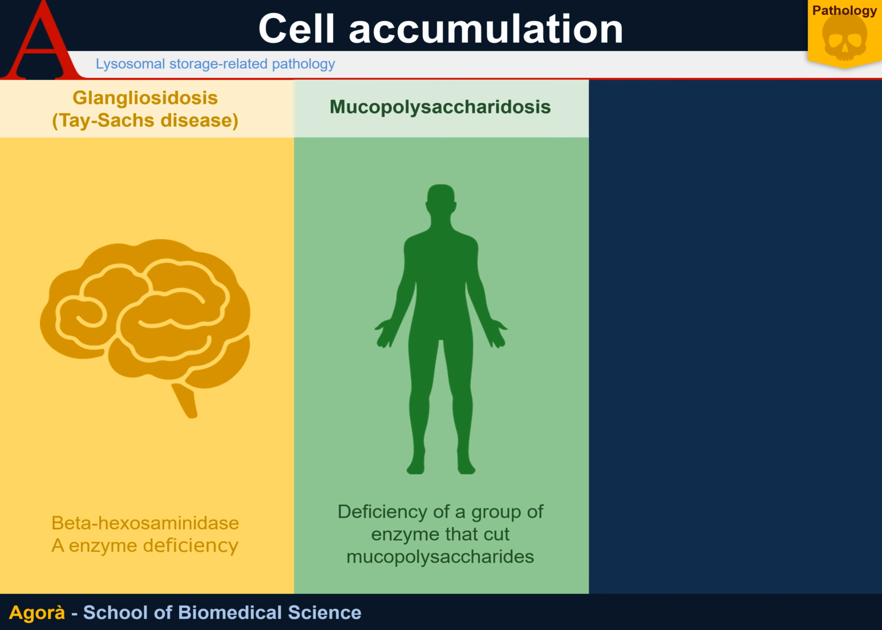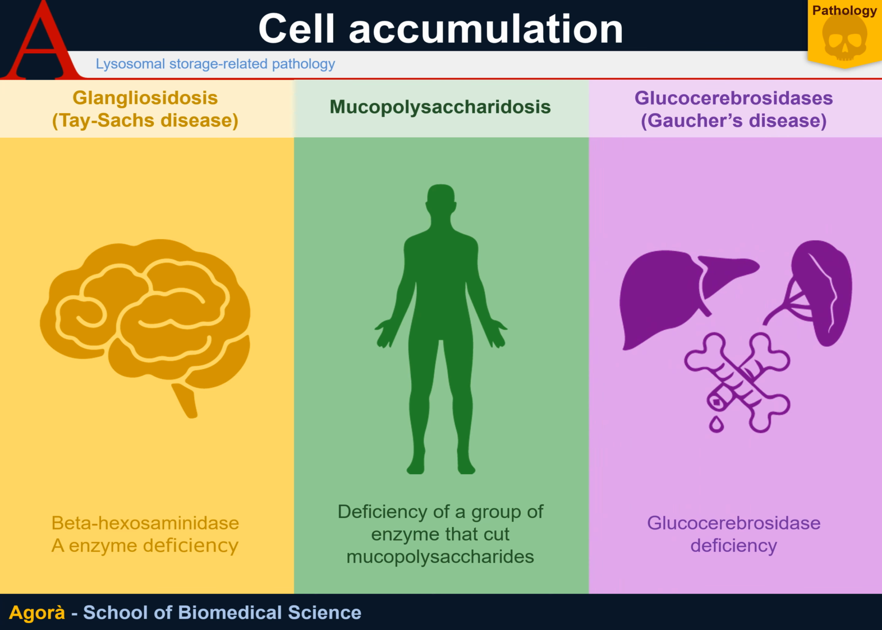Another form is that of mucopolysaccharidosis, which is not exactly a disease, but rather 9 different pathologies, different from each other, and each linked to an enzyme deficiency that is responsible for cutting mucopolysaccharides. These pathologies manifest with systemic symptoms, dysostosis multiplex, developmental delays, hepatosplenomegaly, and so on. Then there's glucocerebrosidosis or Gaucher's disease, which is a glucocerebrosidase deficiency.